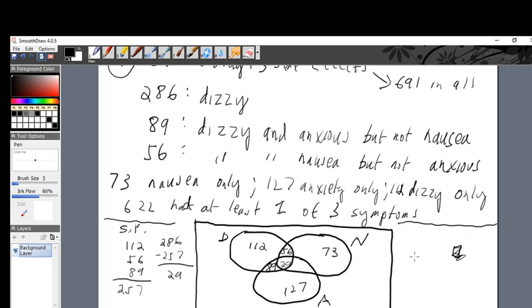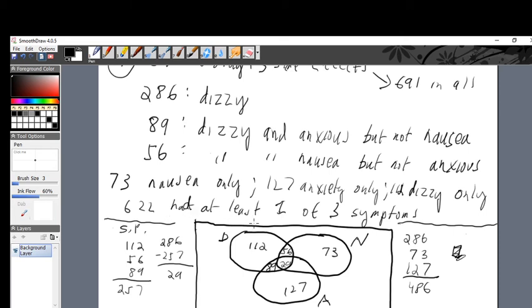Take the 286. Where am I getting the 286 from? The dizzy. All of this is 286, right? We've already discussed that, right? So this balloon is taken care of. Add the 73. Add the 127. You get 486. Let me show you what I'm going to do with that 486.